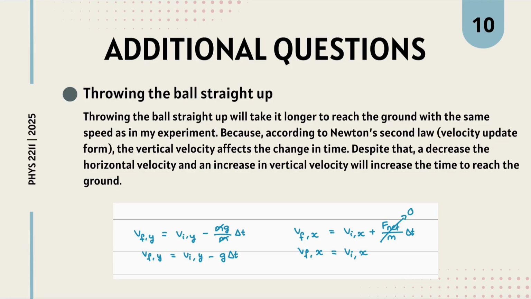So, a decrease in the horizontal velocity and an increase in the vertical velocity will increase the time for the object to reach the ground.